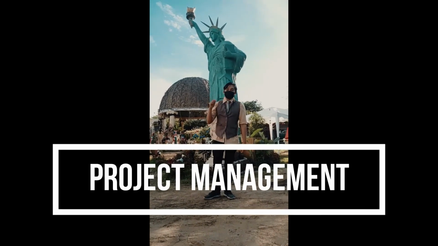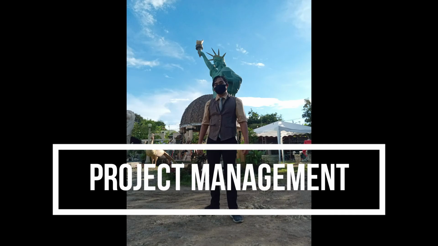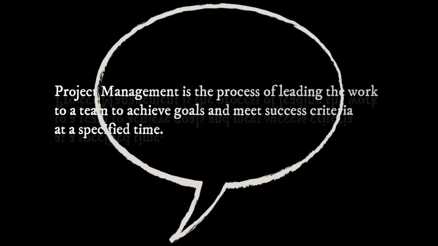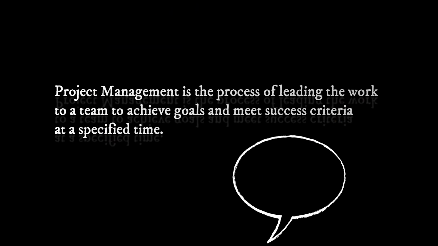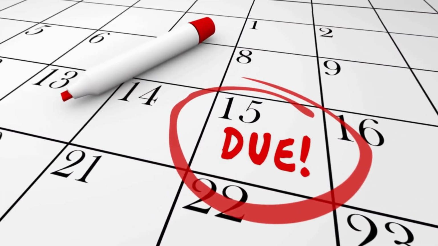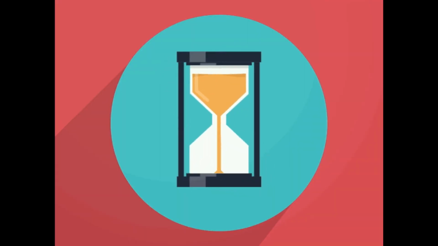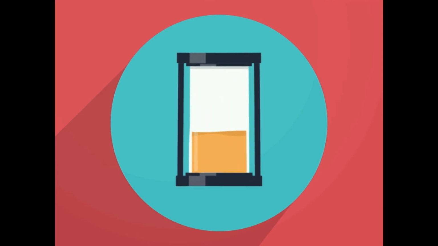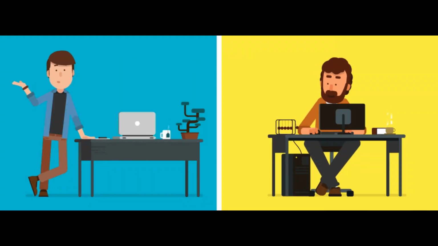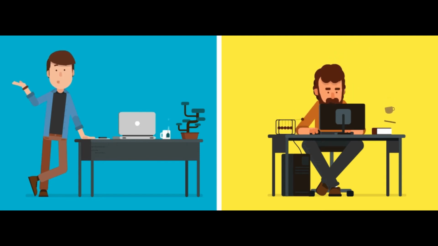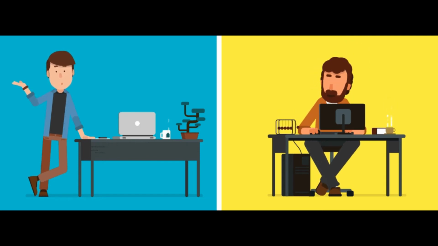So, what is project management? Project management is the process of leading the work of a team to achieve goals and meet success criteria at a specified time. The primary challenge is to achieve all project goals in the given time, and project management is about a final deliverable and finite time span, which means that this kind of management is to finish a certain goal by a specific deadline with its process, methods, skills, knowledge, and experience within the agreed parameters.